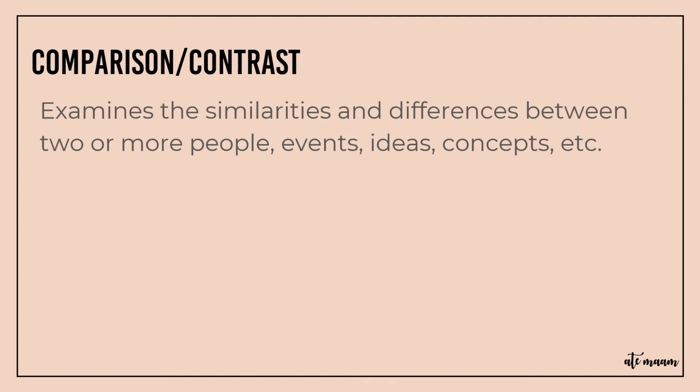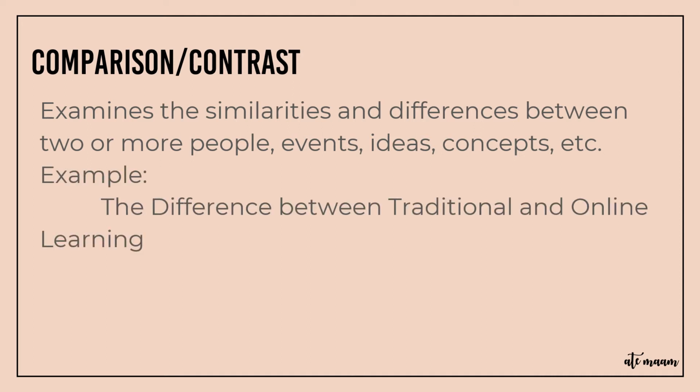Next, we have comparison or contrast. Here, you need to give the similarities and differences between 2 or more people, events, ideas, and concepts. Since it is comparing and contrasting, you need to have 2 or more objects in order to compare them, diba? Because you cannot compare something if you don't have something to compare it with. For example, the difference between traditional and online learning. Here, you want to examine how traditional learning is different from online learning.